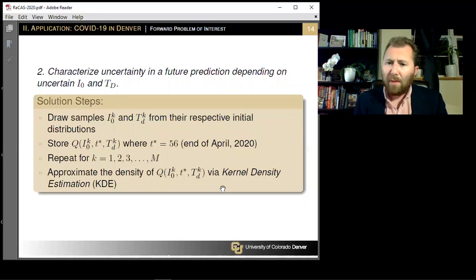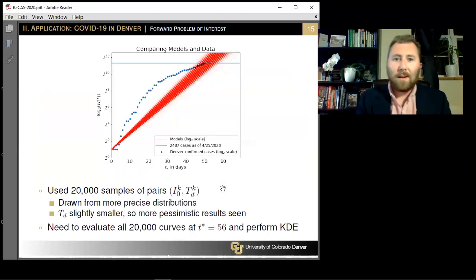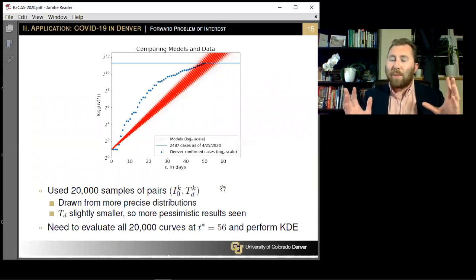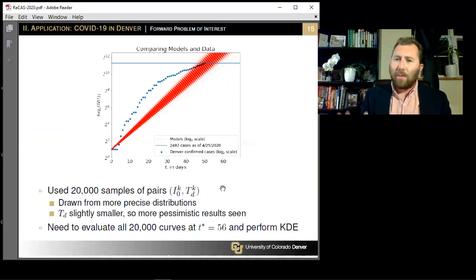And we'll repeat this over and over again, and then we're actually going to approximate statistically the density of these predictions using what's called kernel density estimation, or KDE, which is a really important tool in UQ. So it's a really familiar plot again, where you can see instead of having a more spread out band of red lines, they're a lot tighter because of the precision that I've chosen here. And also there's a lot more of them.